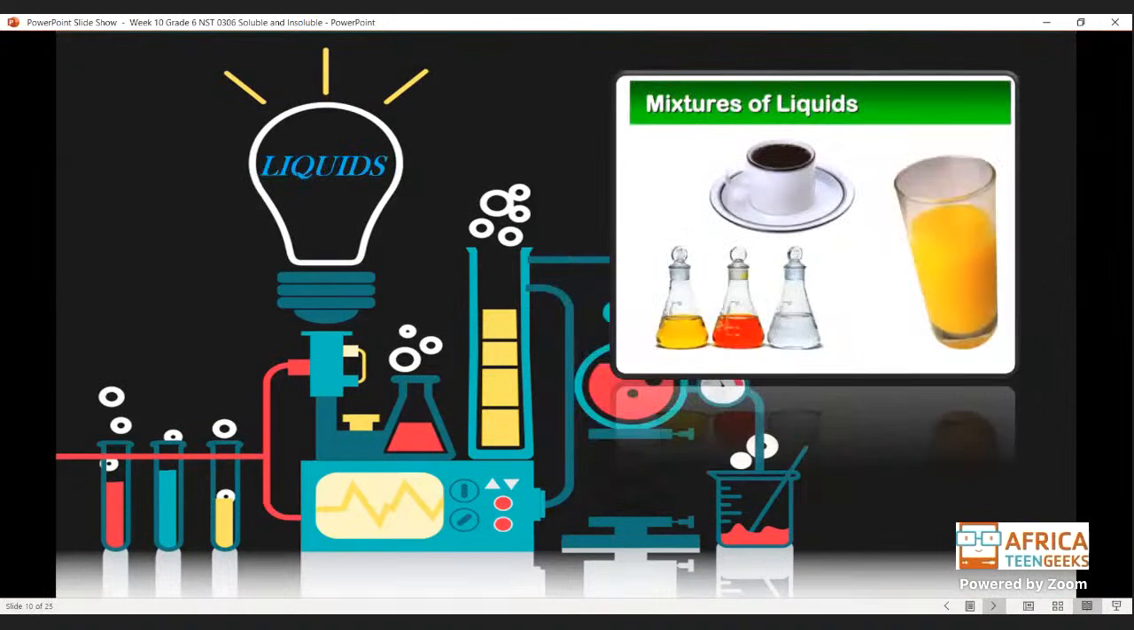Mixtures of liquids. As you can see, oil is on its own and water is on its own, because if you mix oil and water, they don't really mix. They don't blend in and dissolve into each other, so that's why they're separate in this one. However, you can mix a concentrate with a liquid to make juice, and you can mix coffee powder with hot water to make coffee.